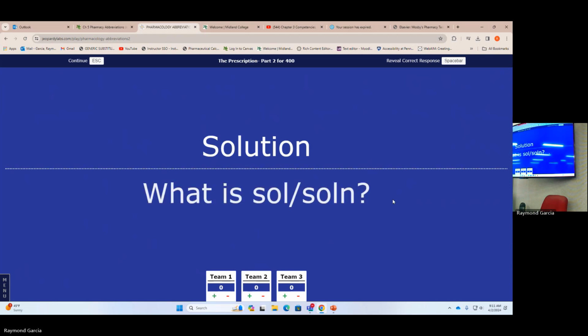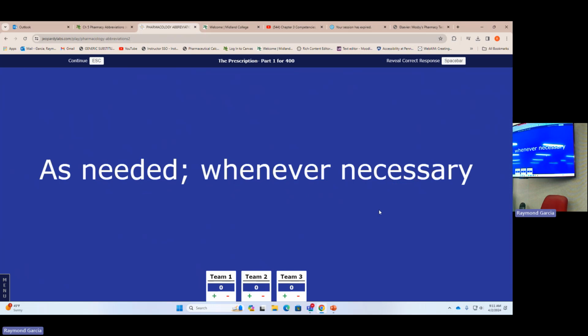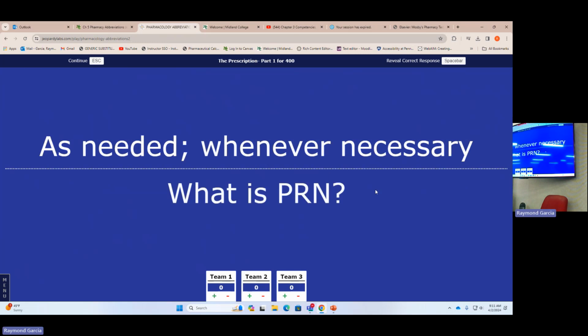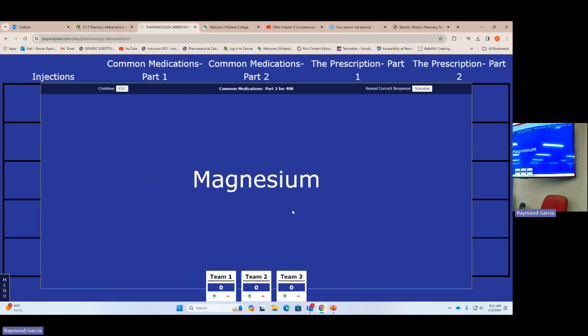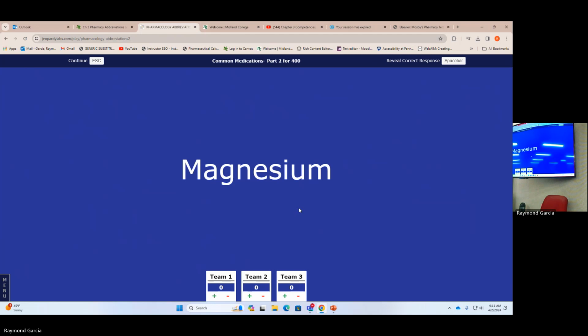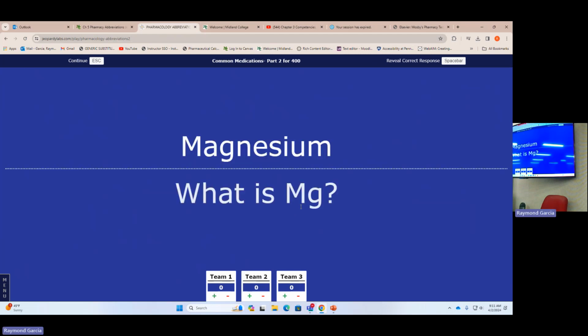SOL or SOLN. As needed, whenever necessary. As needed. PRN. Magnesium should be MG. That kind of would be misinterpreted for milligrams as well, huh?